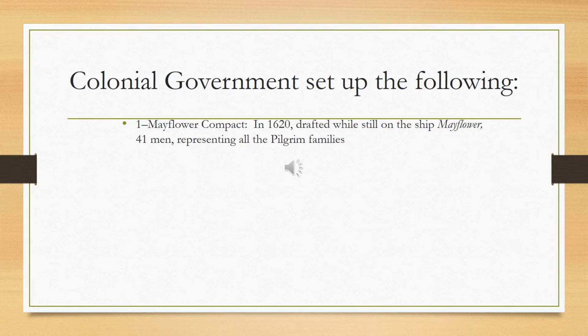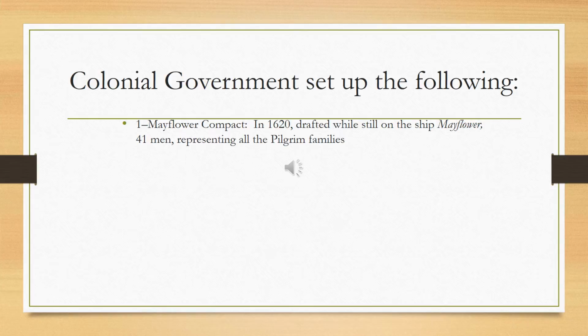The earliest forms of government that were represented in colonial times, one was the Mayflower Compact. Now, this was a compact or an agreement, if you will, that was made between the men on the Mayflower ship that was coming over to Massachusetts, the Pilgrim families. So there were 41 of them.